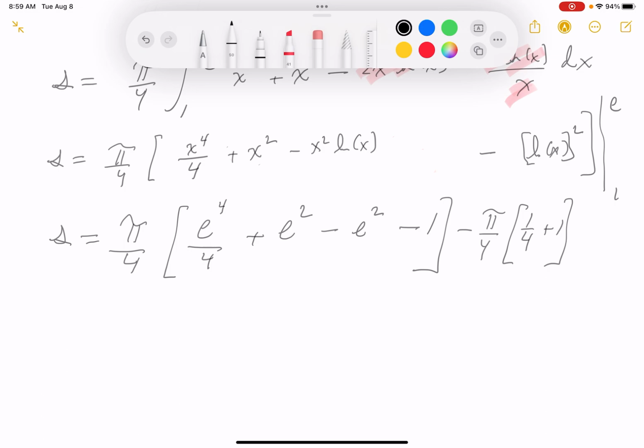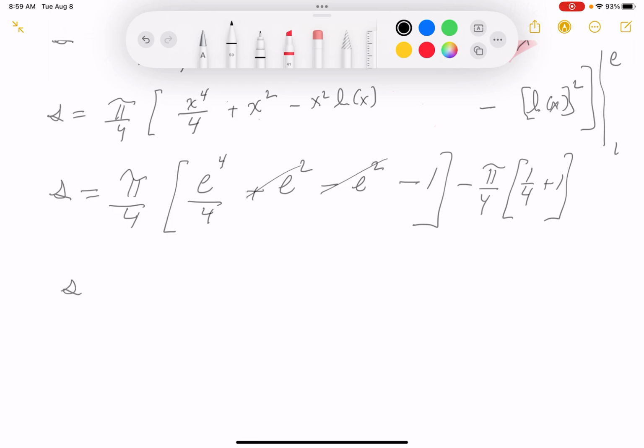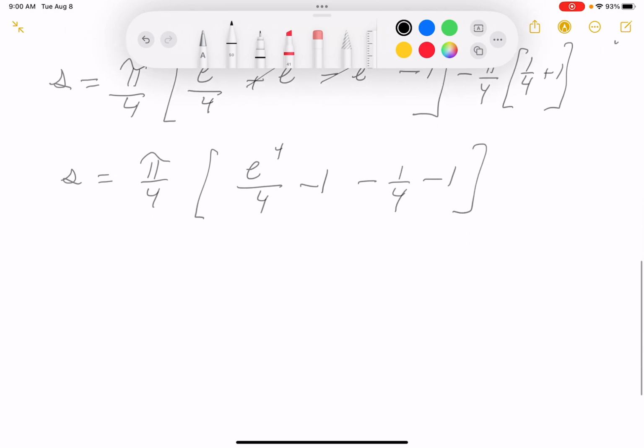And I'm seeing things that, maybe they look like they're pretty easy to do, but I don't know, maybe it's not. I'm going to factor pi over 4 out. And you get e to the 4th power over 4 minus 1, minus 1/4, minus 1. And I want to pull it all together and make it nice and neat, including if I make an error. It's still going to look like a nice, neat error.